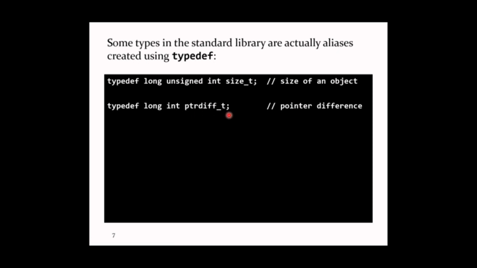There's a type called pointer difference type, or ptrdiff_t. If you take two pointers and subtract their values, then the type of that result is a long int. So ptrdiff_t is just another name for long int. Occasionally you'll see this type in some of the standard library functions as well, and there are many other examples that you could find.